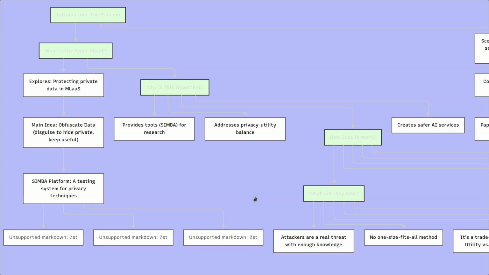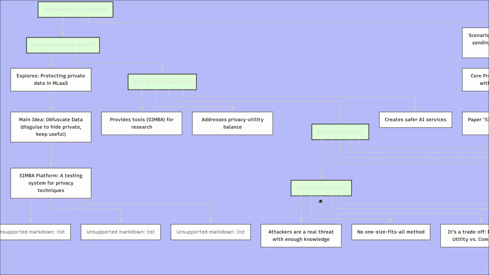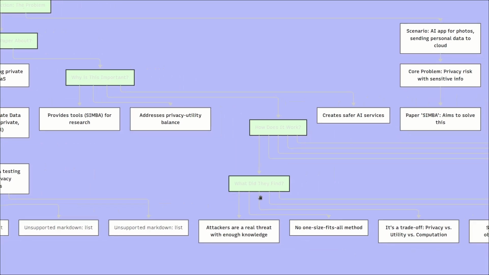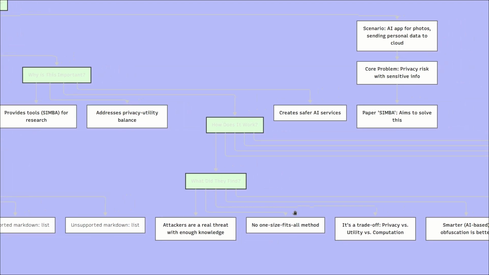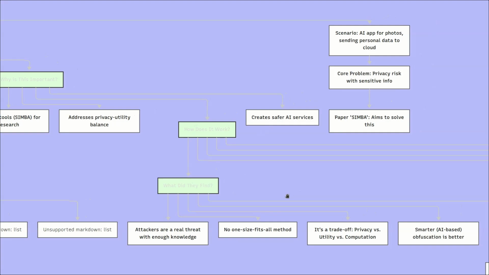In MLaaS, the user sends data such as images or voice recordings to a service provider's model for processing, raising privacy concerns due to potential exposure of personal information. The paper proposes obfuscation techniques to transform data, concealing sensitive attributes while preserving utility for tasks like classification. It introduces SIMBA, a modular platform for benchmarking these techniques against various reconstruction attacks, providing a standardized framework for evaluating privacy utility trade-offs.